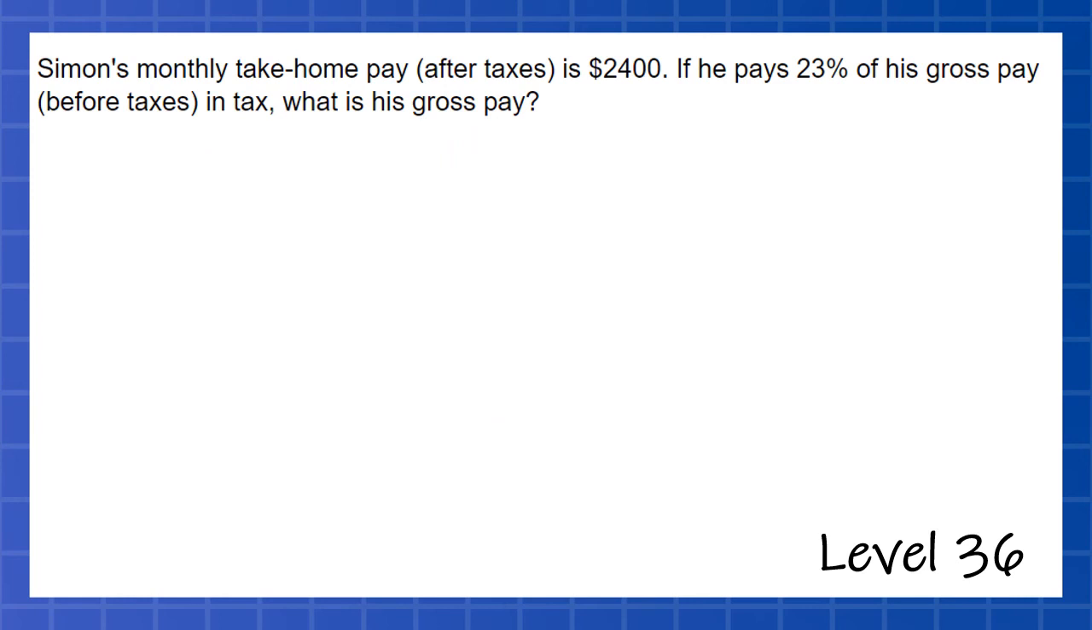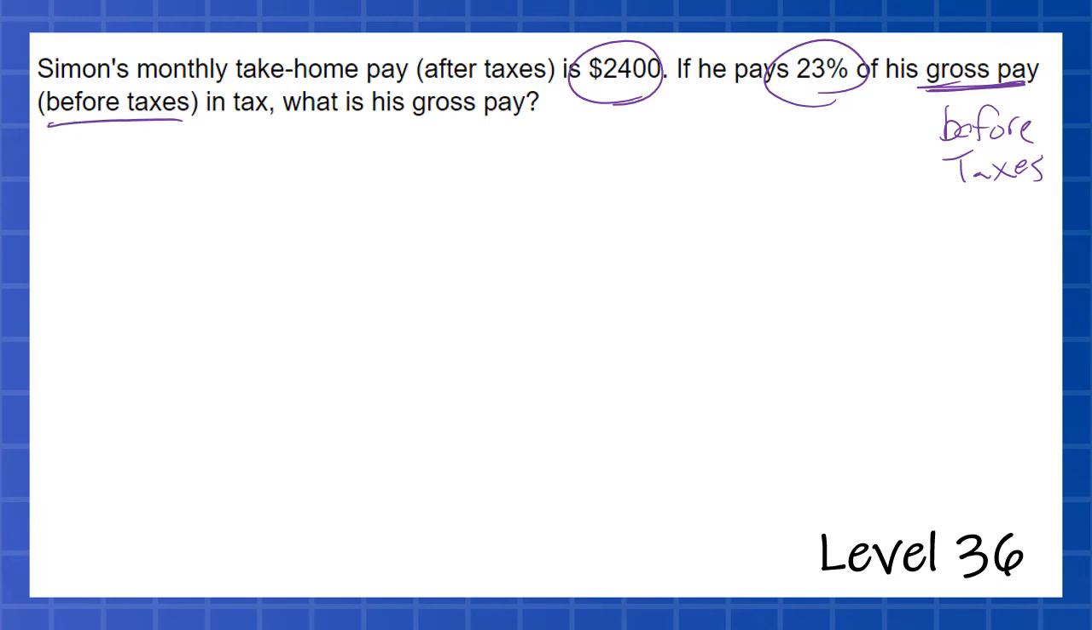Simon's monthly take-home pay after taxes is $2,400, and he pays 23% of his gross pay. That means gross pay is before taxes. Before taxes. That's what gross pay is, before anything comes out. Oh, it says it right there. Look at that. Before taxes.